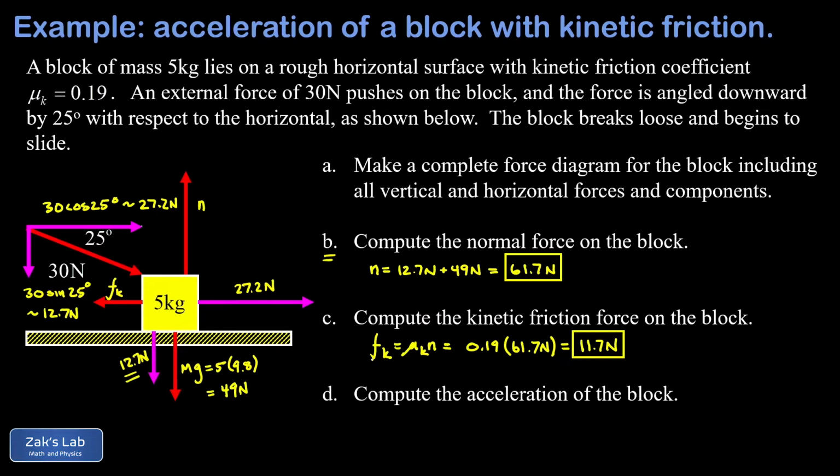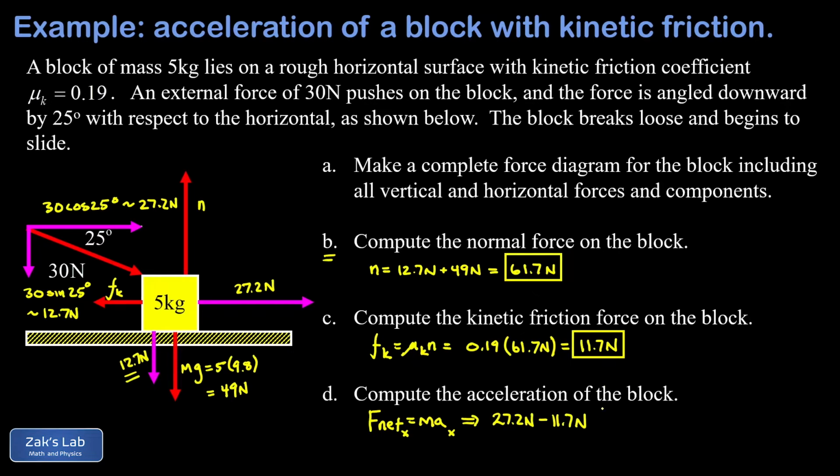Finally, we can get the acceleration of the block. So what we're doing here is applying Newton's second law. That's F_net equals ma, and what we're talking about is the horizontal analysis of this, so the x direction analysis. And we have two forces acting in the x direction. There's our 27.2 newtons pointing to the right. That's the one that wins. And then our friction force, this 11.7 newtons pointing to the left, and that gives us our net force on the block horizontally.